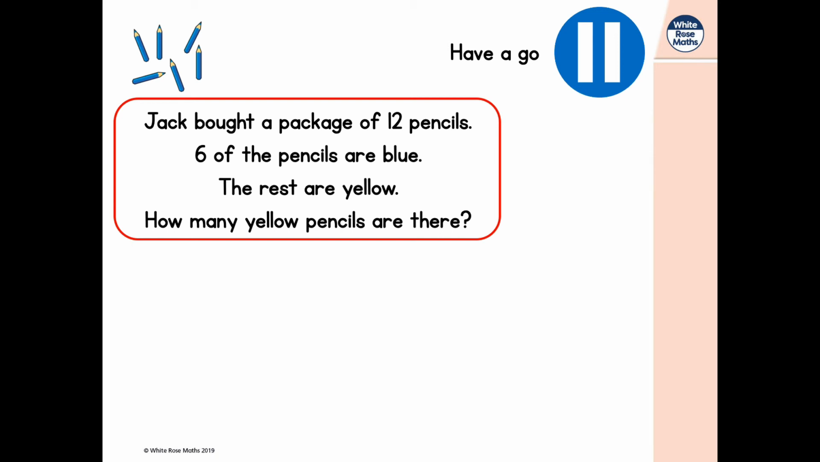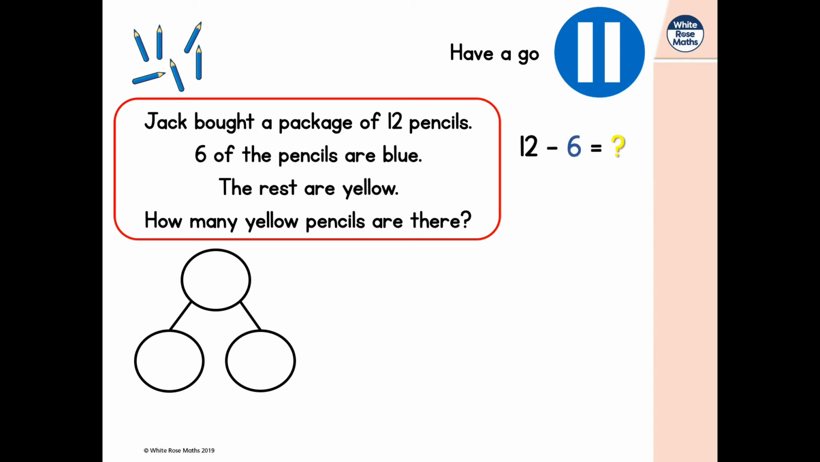Right. Let's begin with a part-part whole model. Is that the strategy you used? We also need to think about what calculation we need to do. When you read through the story, what calculation were you thinking? Were you thinking 12 pencils, subtract the 6 blue pencils will give us how many yellow pencils there are? That would be great. But now let's fill in the part-whole model.